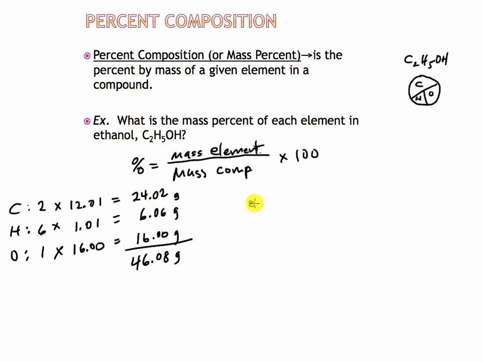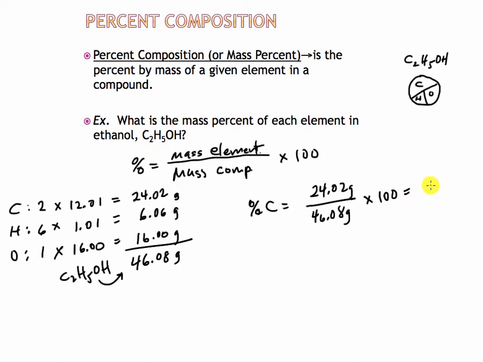So to figure out the percent of carbon, I take that mass, 24.02 grams, and I put that over 46.08. So I'm taking the mass of the element I'm looking for over the total mass of the compound. So this is the mass of C2H5OH, that would be my mass of the compound. Then I multiply this by 100, and I can get my percentage, which comes out to 52.1%. And that would be the percentage for carbon.